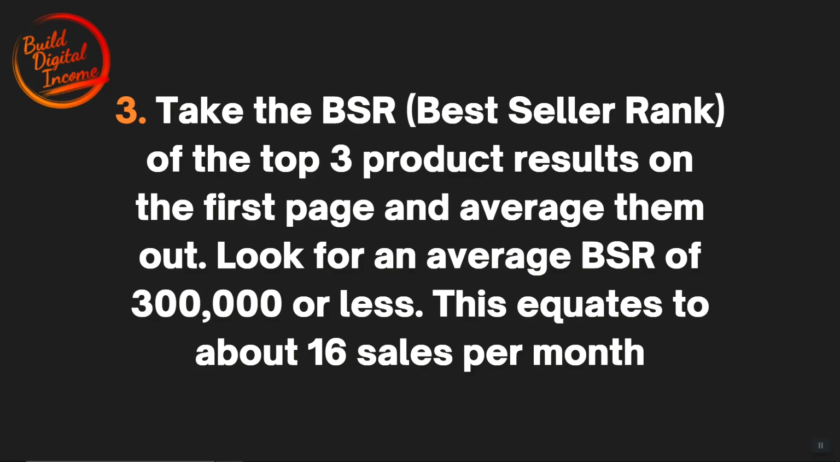The next step is to take the BSR, or bestseller rank, of the top 3 product results on the first page, and we want to average them out. So add them all together and then divide by 3. And we want to look for an average BSR of 300,000 or less. And this equates to roughly 16 sales per month. And I'll show you how to calculate the estimated sales just by using the BSR of the product.